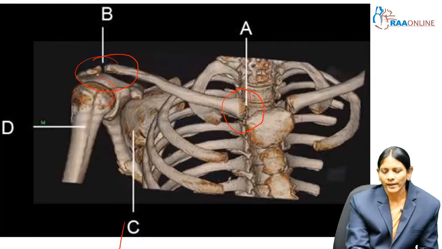So, in this way, these 3 joints, this is the area of shoulder joint. So, these 3 joints ensure that the upper limb is connected to the axial skeleton.